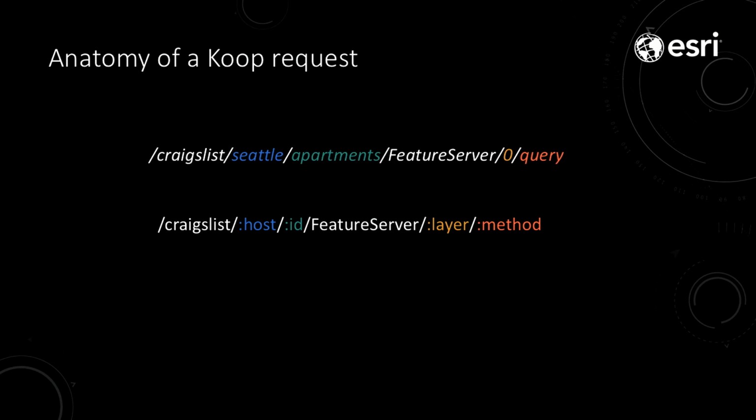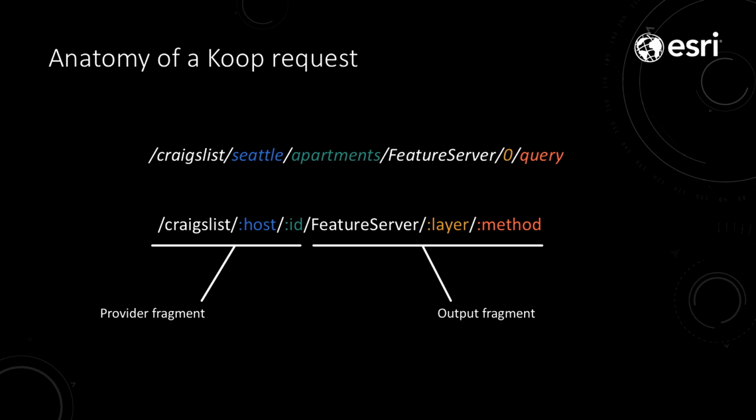But the more important thing that I want to point out, at least for now, is these two families of request fragments. The first side is what I call the provider fragment. And then the second side is the output fragment. And these two things link a provider and an output together so that Koop knows how to pair provider plugins and output plugins on request.